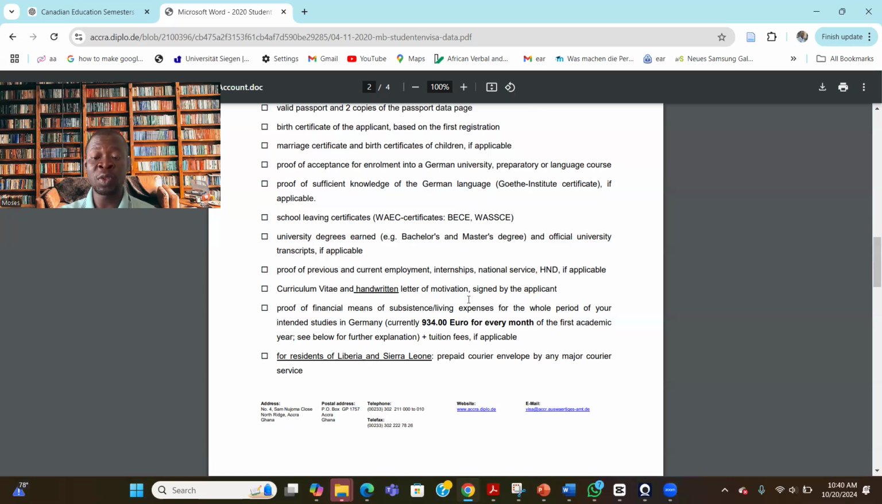Proof of financial means of sustenance, okay? Living expenses. That's the main gist. You need to prove that you can live every month, taking care of yourself. 934 euros every month for the first academic year. This is the main requirement, okay? Main requirement. So make sure that you have that.